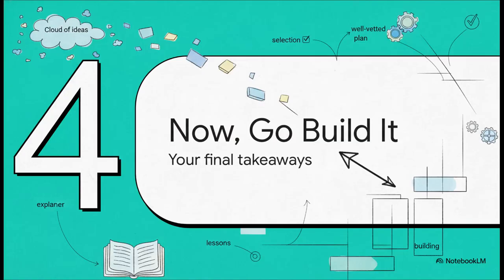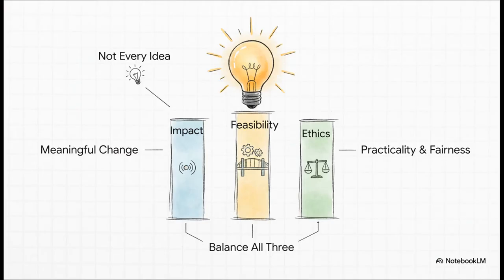Okay, we have covered a lot of ground. We've gone from this big cloud of ideas all the way down to a single, focused, and really well-vetted plan. So let's lock in the key lessons from all this. Just remember this. Not every idea is a great one, and filtering them is essential. Your best ideas will always be built on those 3 pillars: meaningful impact, practical feasibility, and responsible ethics. And the real goal is to find the idea with the best balance of all 3.